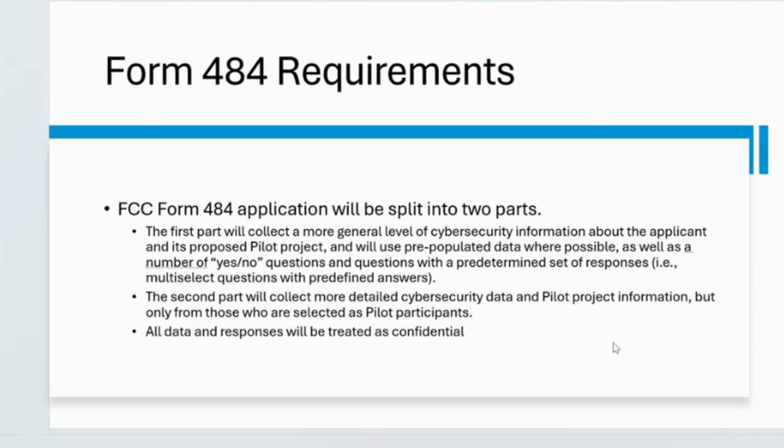So this Form 84 is also going to be split into two parts. You're going to have the initial application, and then, I wouldn't say the award, but the selected entities that would be the prime candidates to be included as participants will then be a part of part two. The first part will be to collect more general level cybersecurity information about the applicants and proposed pilot projects.